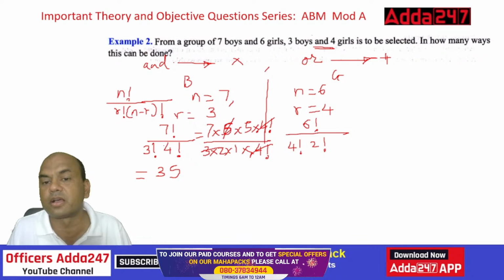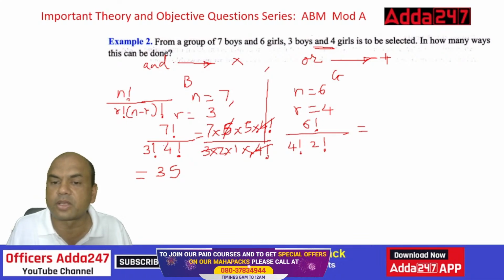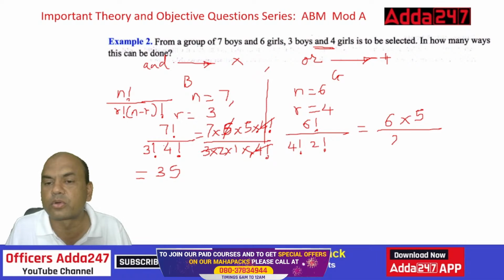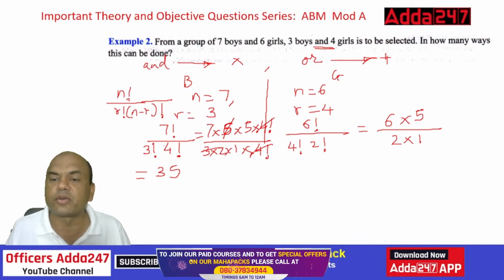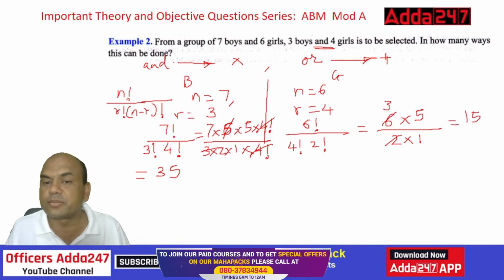Now what about the girls? 6 factorial, and this 6 and 4 get cancelled. So it becomes 6 into 5 now. Directly this much. 4 factorial is getting cancelled and 2 into 1. Similarly to the earlier one. So it is what? 3 fives are 15. So girls can be selected in 15 ways, boys can be selected in 35 ways.